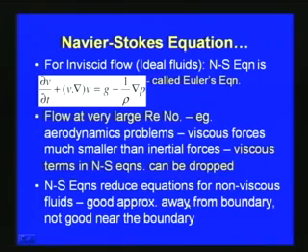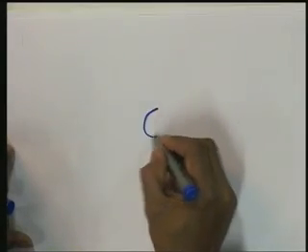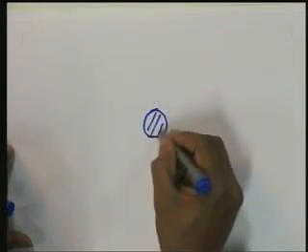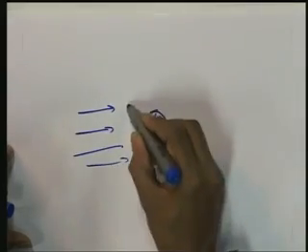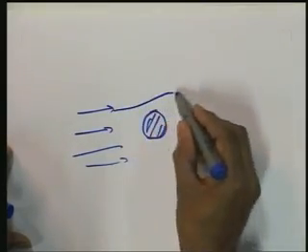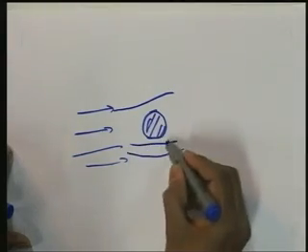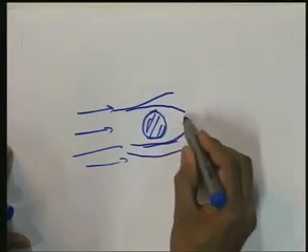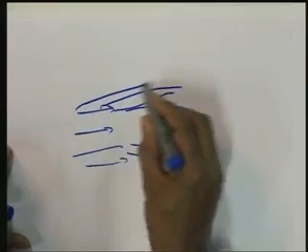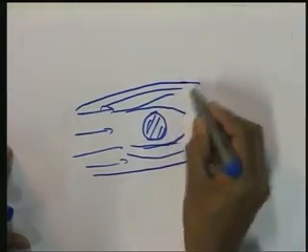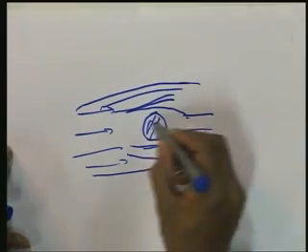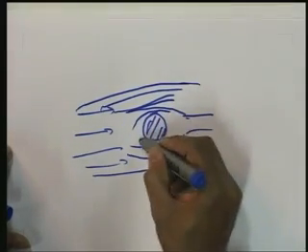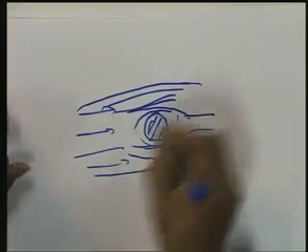For example, let us consider a cylinder like this, and flow is coming in this direction. Nearby the cylinder there will definitely be the effect, the boundary layer effects will be there, but away from the cylinder there will not be much effect. Near the boundary we have to consider the boundary layer.